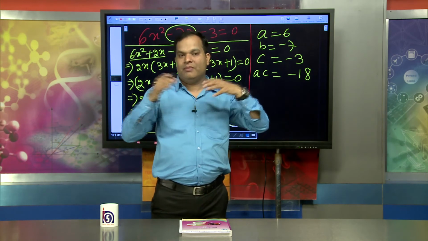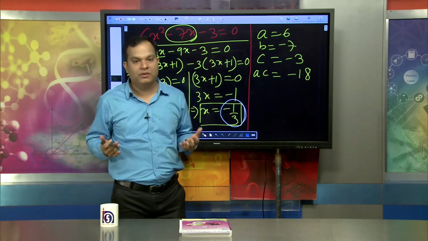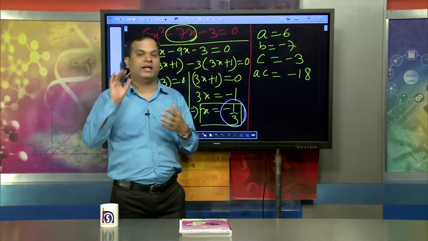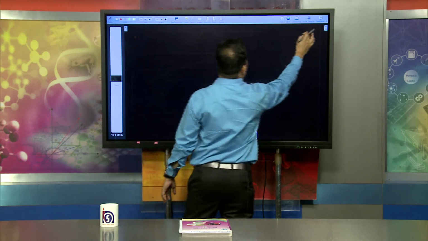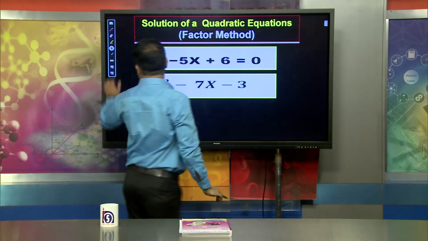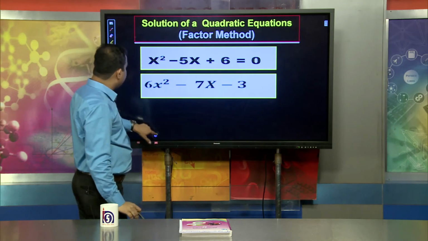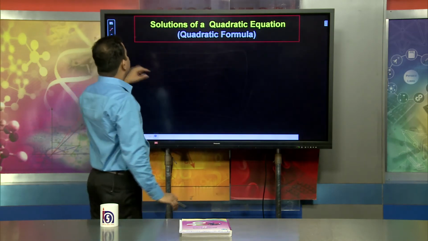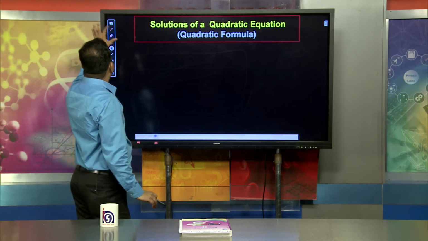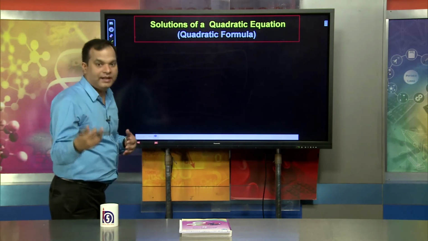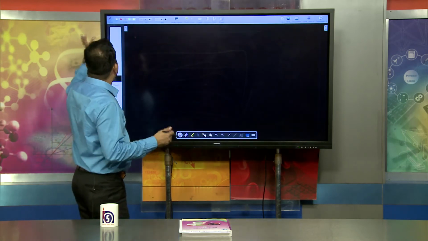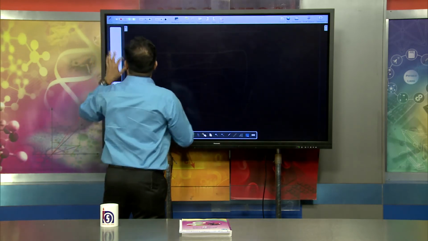Otherwise, the quadratic equation is very easy to solve through the factor method. Now, let us see the other techniques. When talking about other techniques, remember the solution of a quadratic equation: the quadratic formula. To use the quadratic formula, we have to generate the formula. Let us observe.